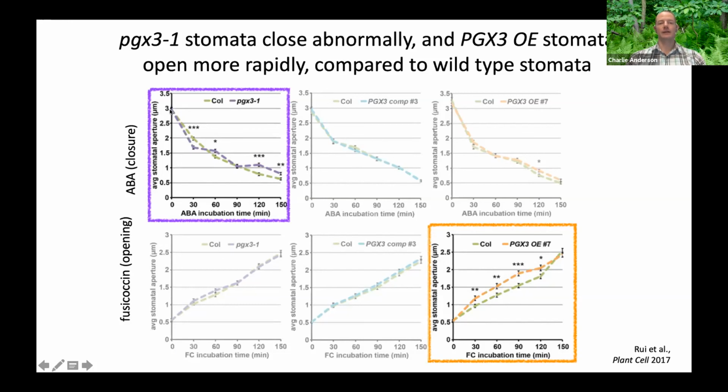So in wild type plants, if you induce stomatal closure with a hormone called ABA, the stomata close smoothly over time. But in the knockout, you can see this sort of stepwise pattern of closure. And in the overexpression line, we saw accelerated stomatal opening in response to a drug that drives protons out of the cell and causes the stomata to open.